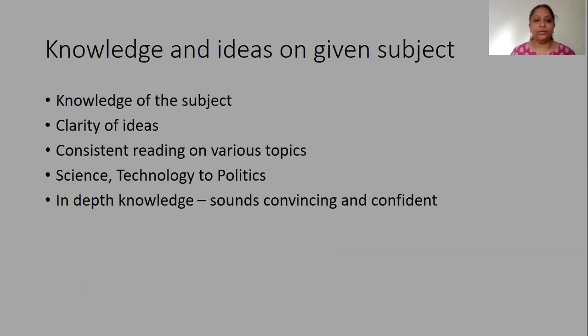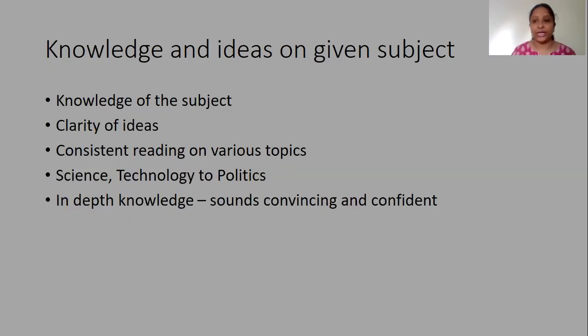Now, you also need to possess good knowledge and ideas on the given subject. Whatever topic might be given to you, you need to have some ideas. You need to have some content, some information with you, so that the discussion will go on effectively. So you need to have thorough knowledge of the subject. You also need clarity of ideas: what to talk and what not to talk, how to express it, and consistent reading on various topics.